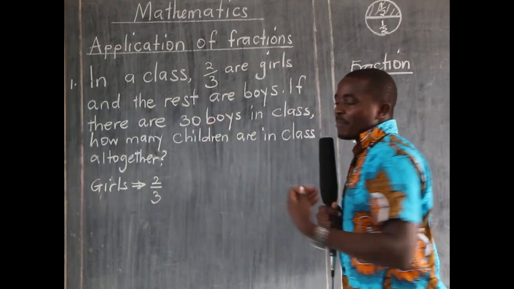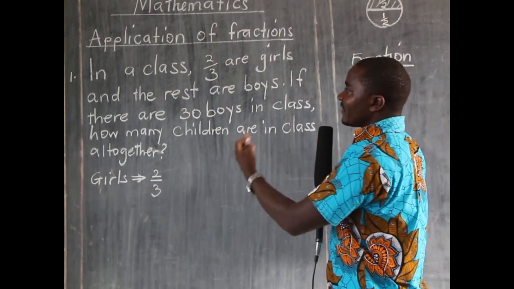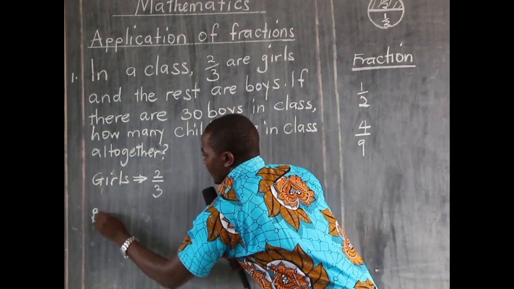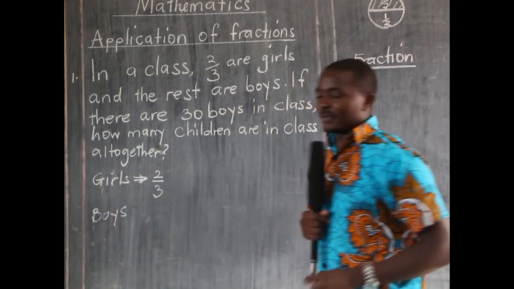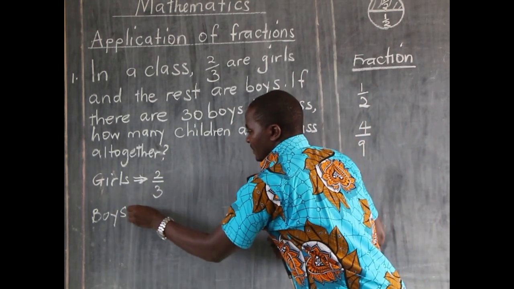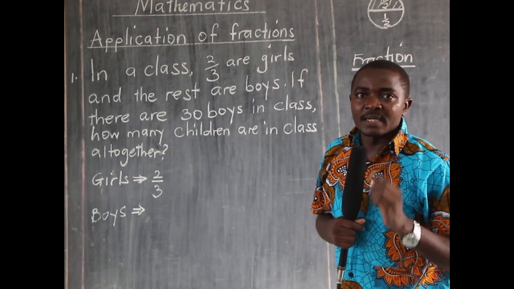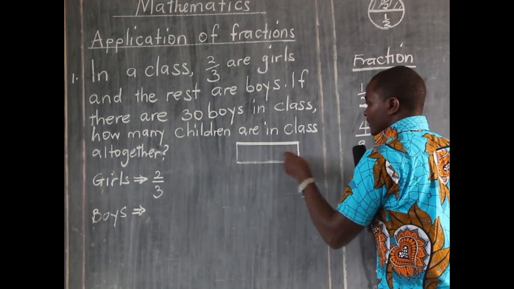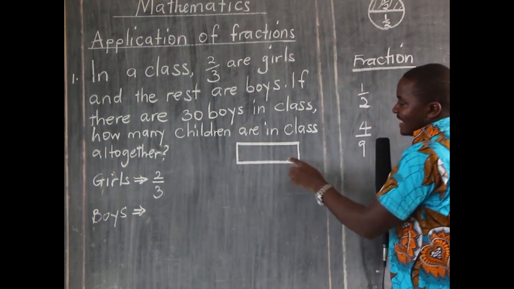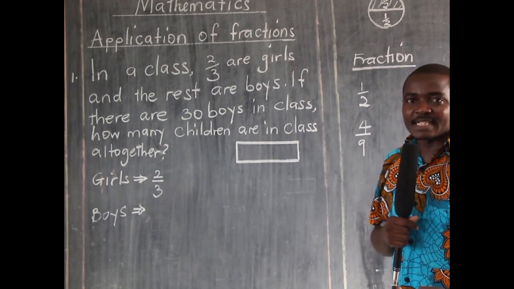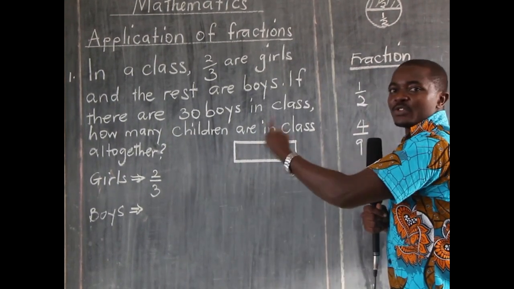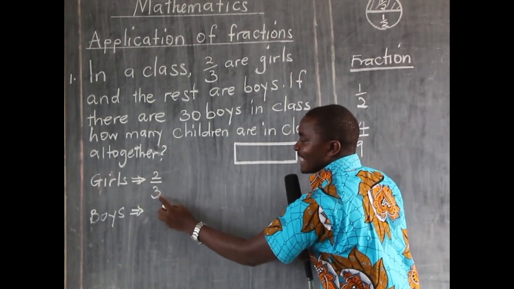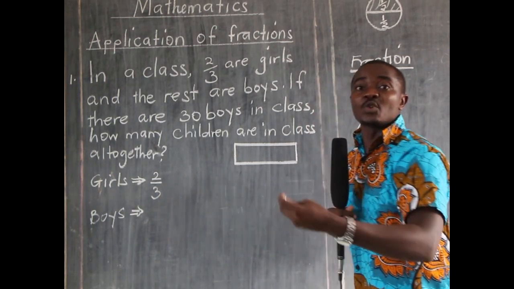And the rest are boys. That means we don't have the fraction that represents the boys. But it's very simple. What will be the fraction to represent the boys? Remember, if I have a whole, and this one is going to represent the whole class, the total number of children in the class. 2 out of 3 are girls, meaning that the 3 parts is the total.